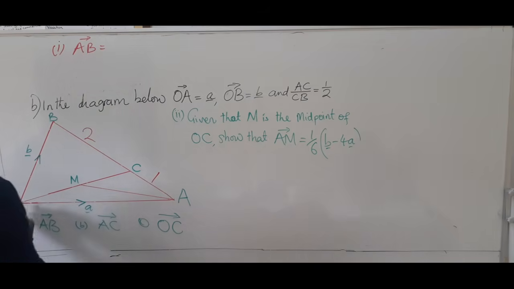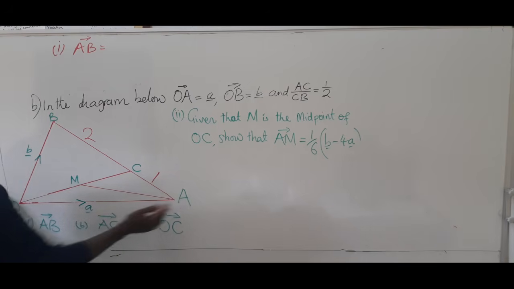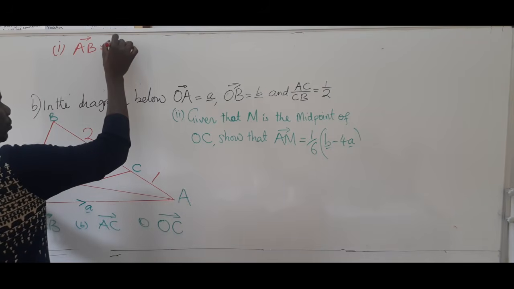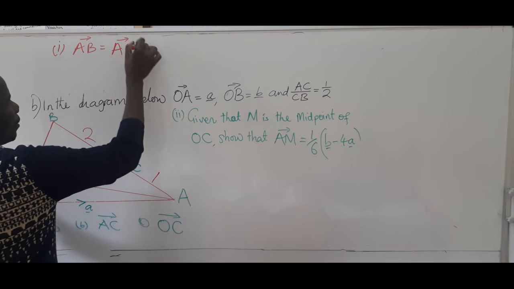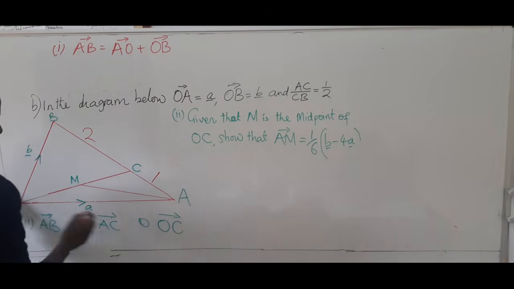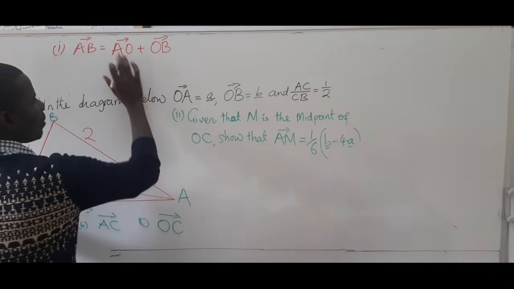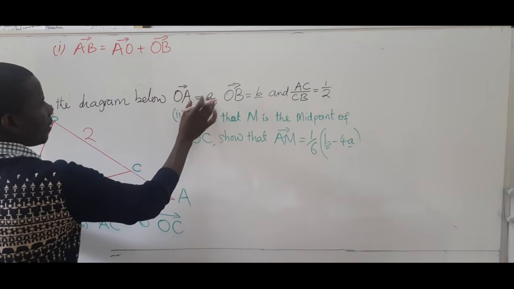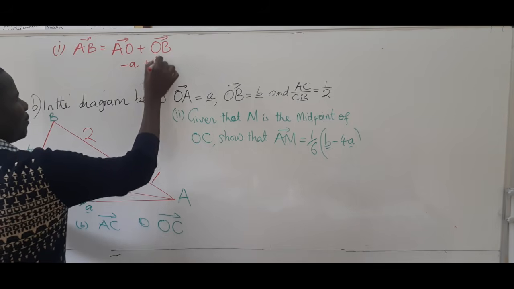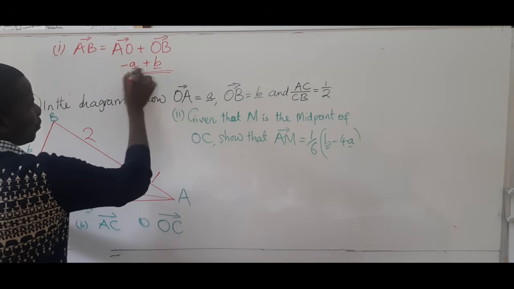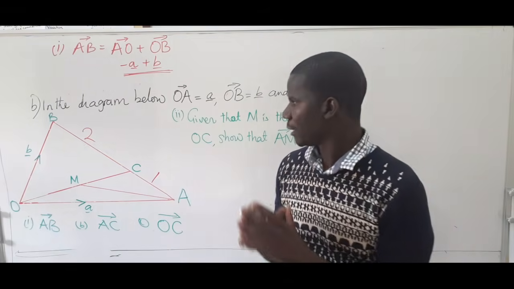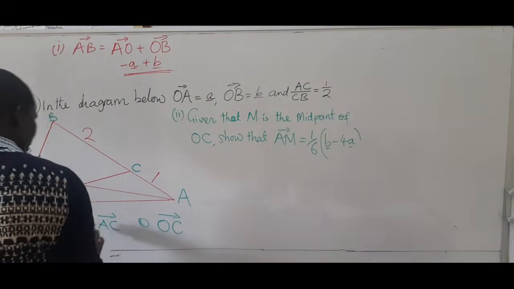So for instance, the first one is AB. How do we find this vector? We need to say AB is equal to AO plus OB. What are we going to get here? What we are given is OA. So AO is the opposite, so it will be minus A plus B. This is what is going to be our answer for the first question, which is AB. Then we move on to AC.